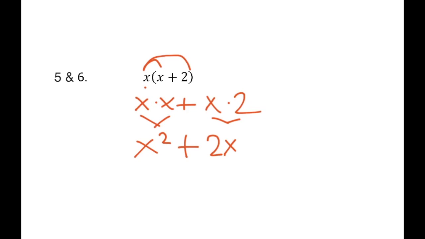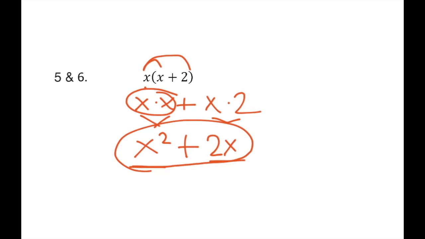So the question is, can I combine an x squared with an x? You can't. An x squared, because it was x times x, is different than an x times 2. It's like saying we have two different variables. It could be a y and an x, but we cannot combine those together. So your final answer is x squared plus 2x.